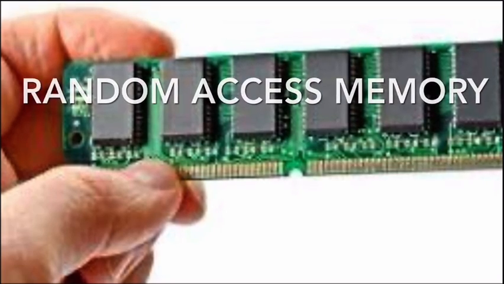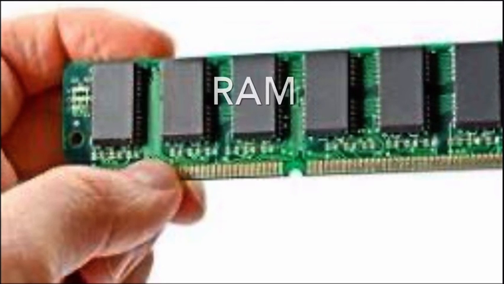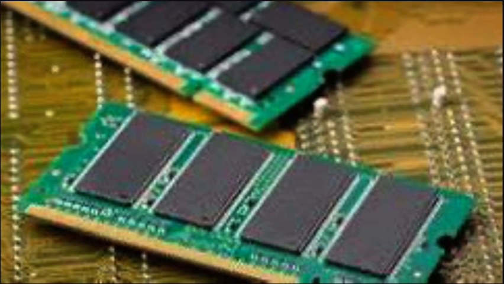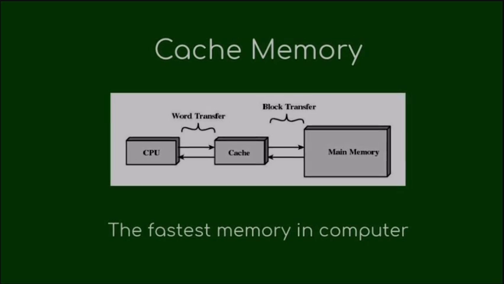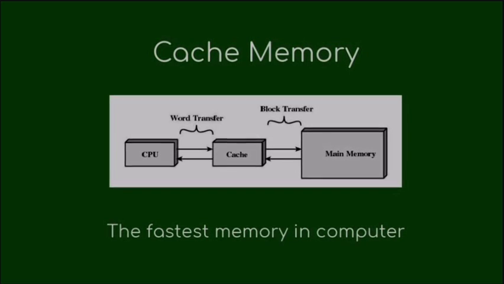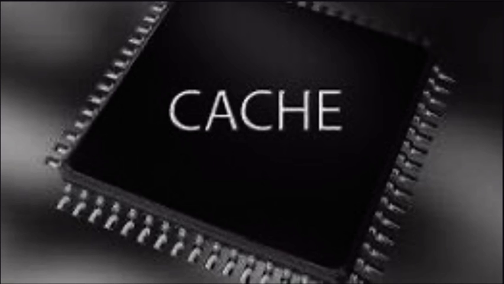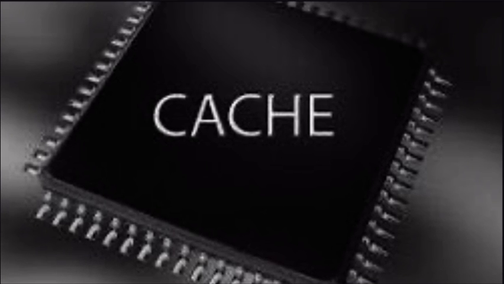RAM or random access memory is volatile memory used for temporarily storing data that the CPU needs frequently and quickly. Unlike storage devices, RAM loses its data when the power is turned off. Cache memory is a smaller and faster type of volatile memory located closer to the CPU. It stores frequently accessed instructions and data to reduce the time needed to fetch them from the main memory.